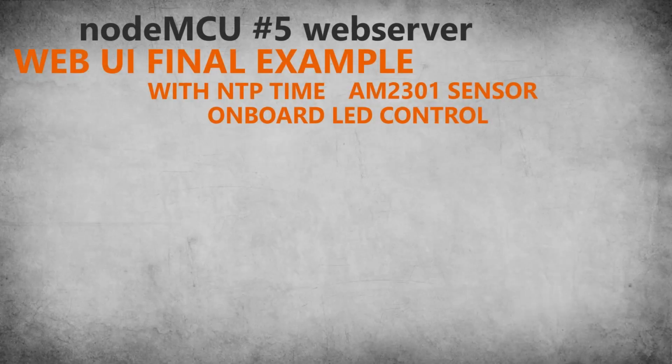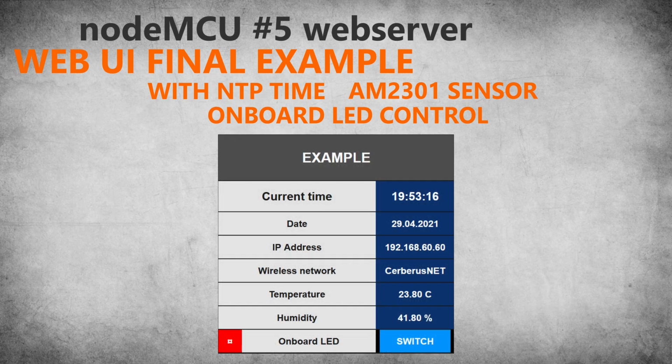And now we will combine all that information and build simple web page which will show time, date, temperature, humidity, IP address and Wi-Fi network name. Also we will add a button with state indicator which will control onboard LED so we can switch it on or off using web page on our nodeMCU.